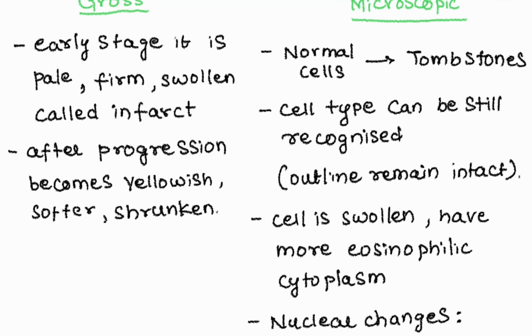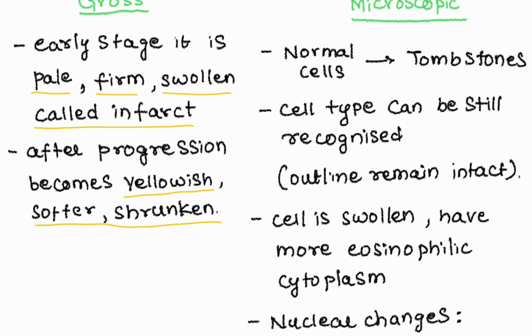Coming to gross and microscopic changes of coagulative necrosis. Coming to gross changes, in early stages it is pale, firm, and swollen, which is called an infarct. These are all the characteristic features of an infarcted tissue, right? After progression, it becomes a slightly yellowish, softer, and shrunken mass, right?